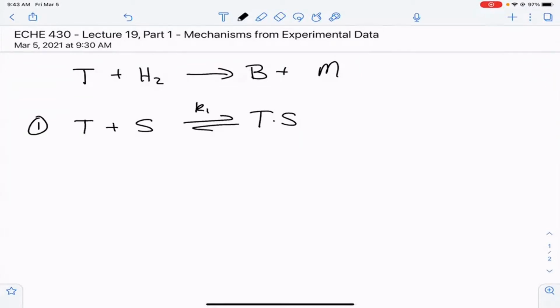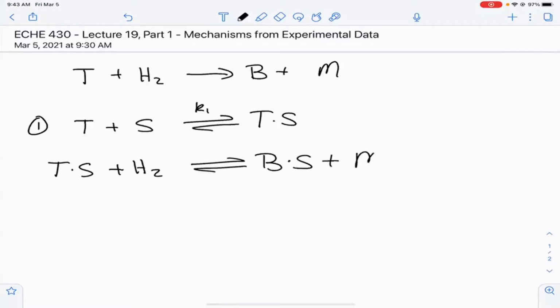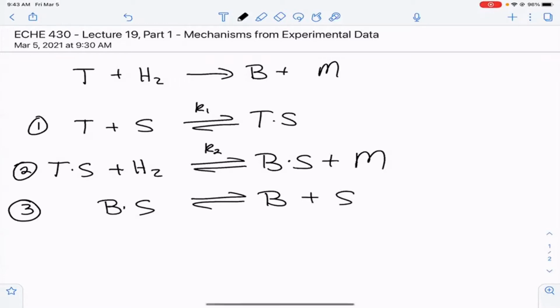Now we need to react the adsorbed toluene to give us adsorbed benzene. And from the stoichiometry we have in the overall reaction, well, we know that this then has to react with hydrogen. And we would have written this in equilibrium. And we would then have written adsorbed benzene, plus we know that methane is not adsorbed on the surface, right? And we would say that this has some reaction rate constant K2, right? And that's reaction 2. And then the last step in this mechanism could just be the desorption of B, right? So we have the adsorbed benzene goes to desorbed benzene plus a site.